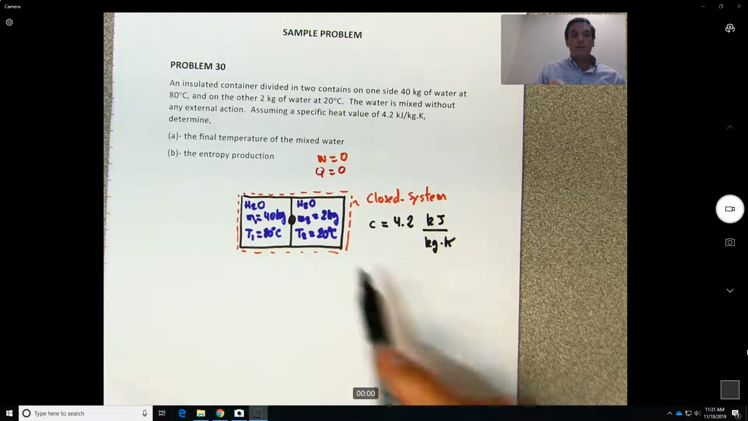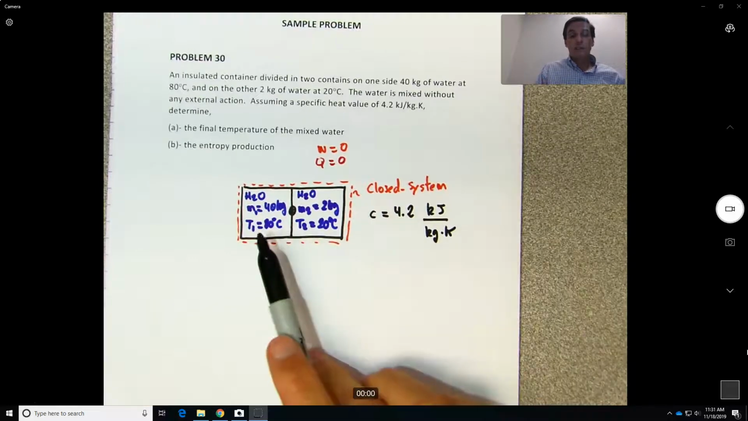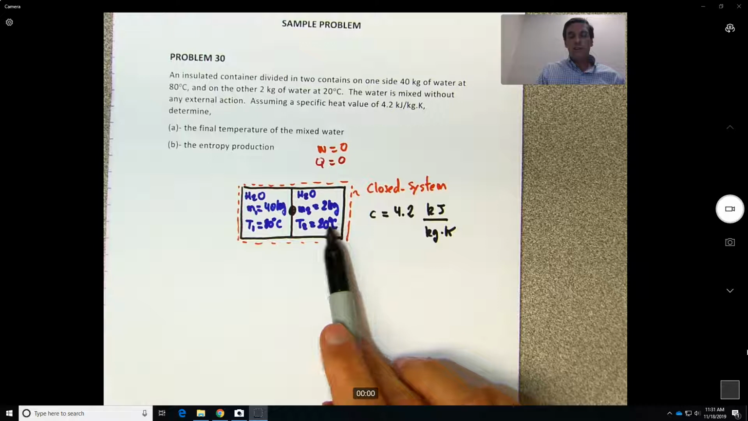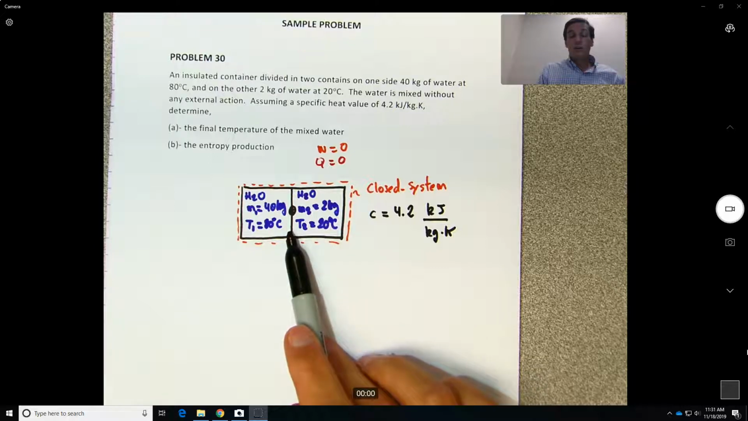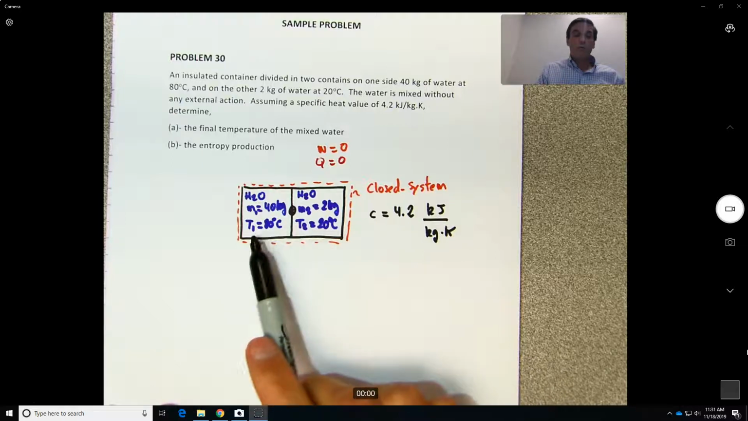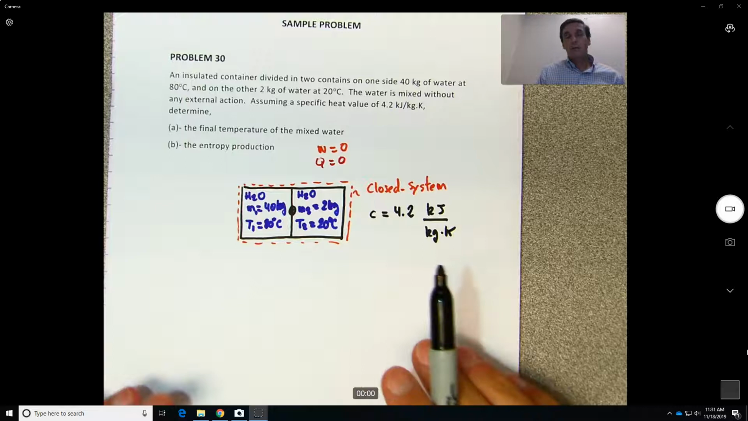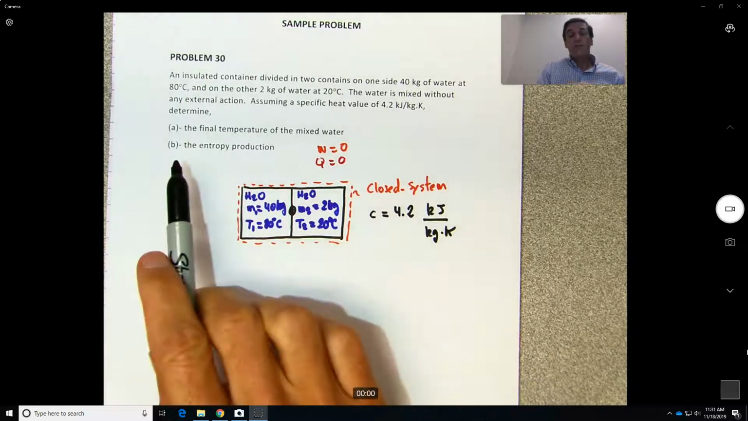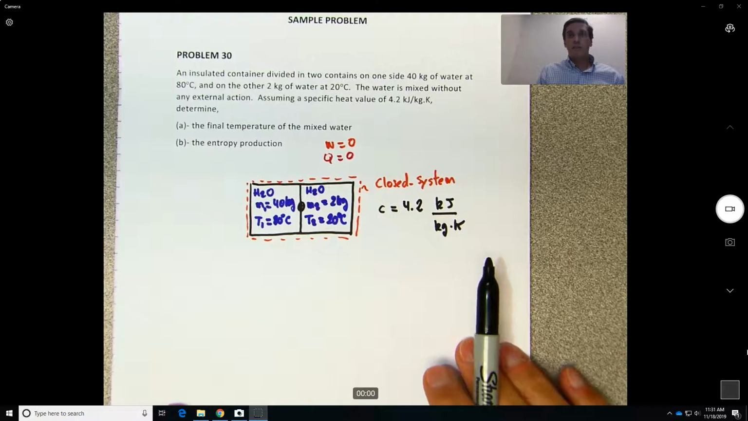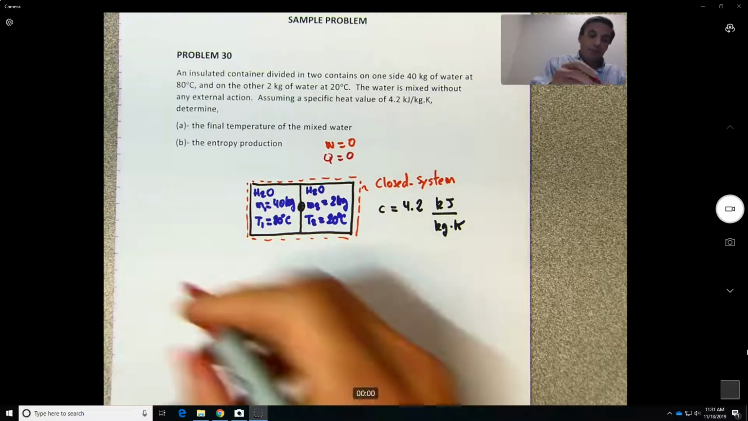basically to determine if this is reversible or irreversible. But basically, if we have hot water on this side, cold water on this side, and then we mix the water, we're going to get warm water. Do you think we can get back hot water and cold water without any external action? Probably the answer is no, so that means that we need to find an entropy production that would be different than 0.